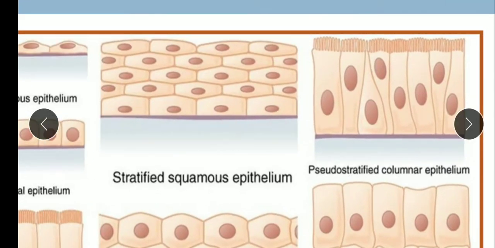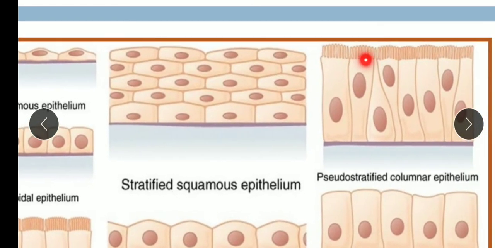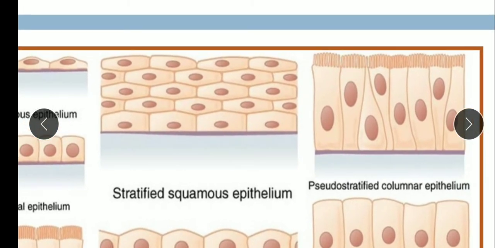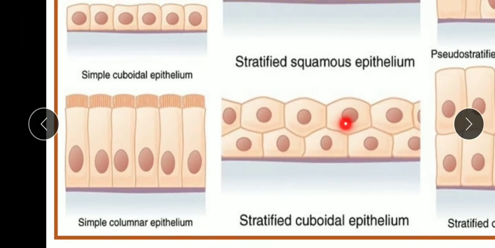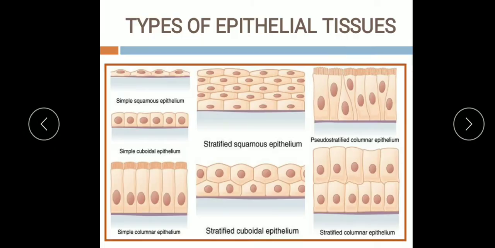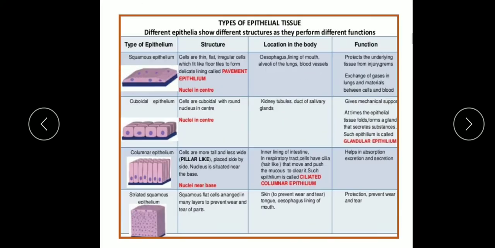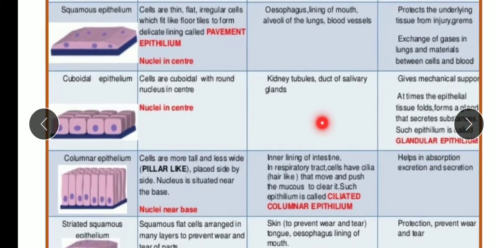So this is stratified. And when they have cilia, then they become the ciliated epithelium. Cilia are minute hair-like structures. If they are present, then they are known as the ciliated epithelium. So these are the different types of epithelium. We can identify them on the basis of their shape. Now for all these 5 types of cells, we will see their structure.